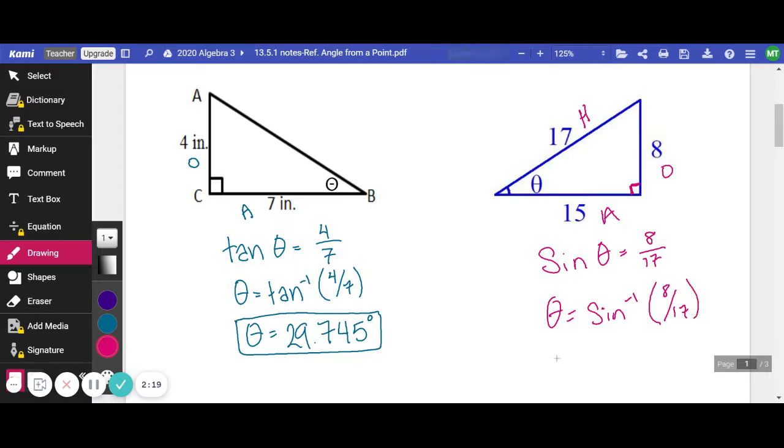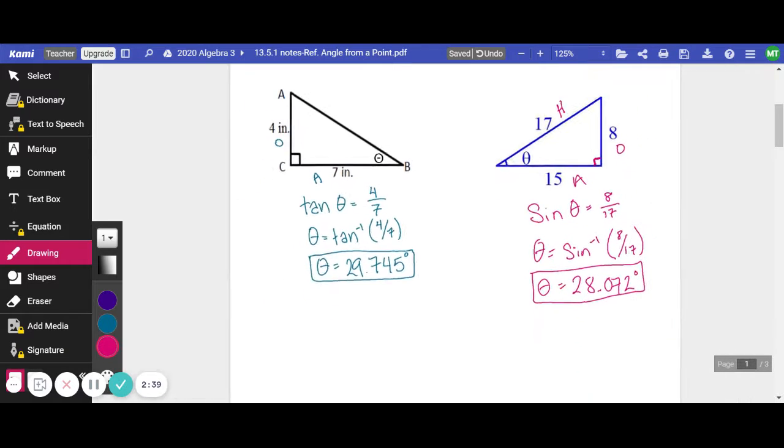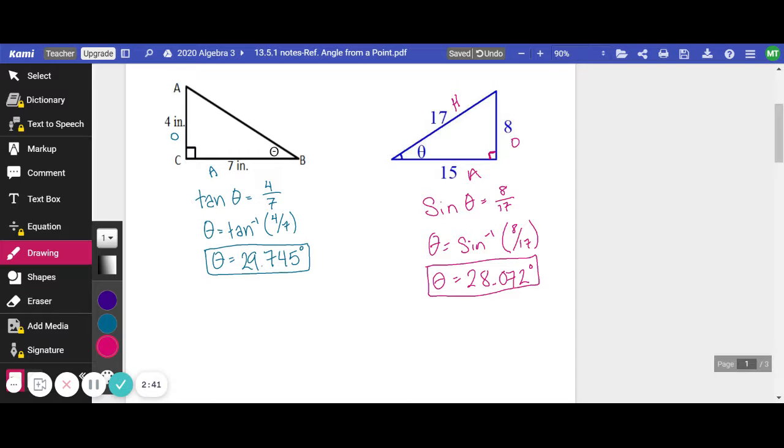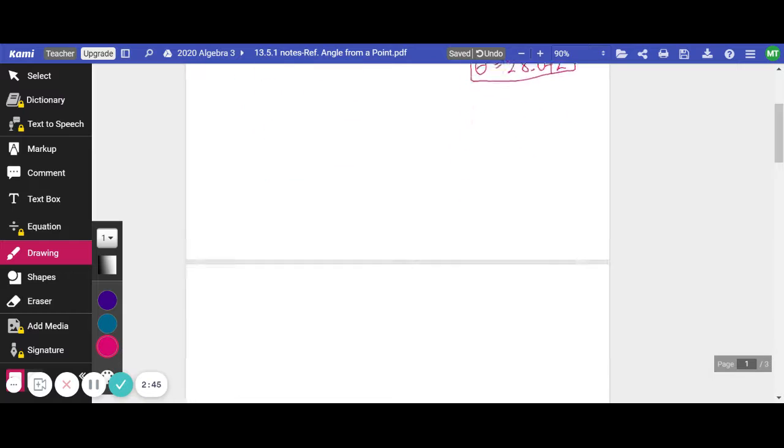Now, if you chose a different one, that is totally fine. You're going to get the same exact answer. You just punch different buttons in your calculator. You still should get 28.072. Sorry. So that's how we find angles, just a reminder of inverse.